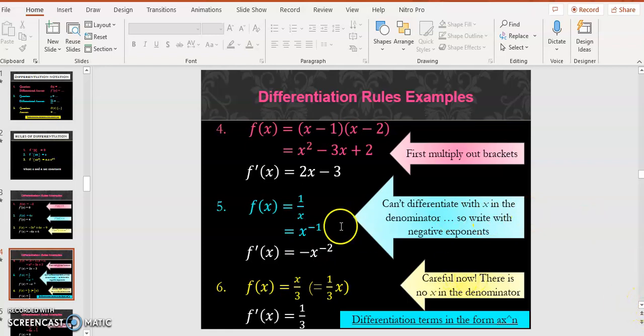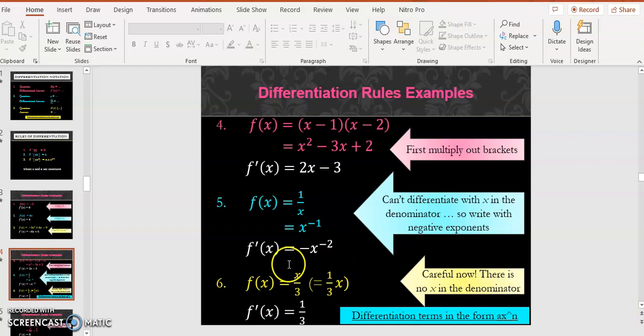Now, let's see how we are going to differentiate. To differentiate this using the rule, this minus 1 will multiply the number here. The number here is 1. So minus 1 times 1 will give you minus 1. Then minus 1 minus 1 will give you minus 2.